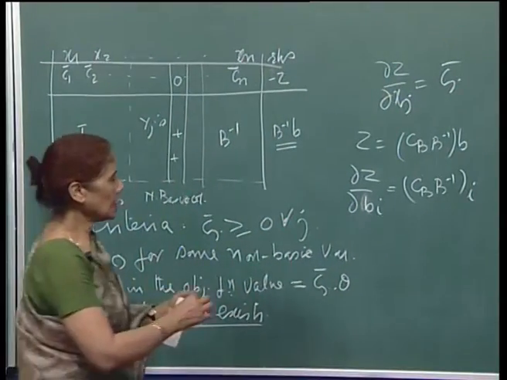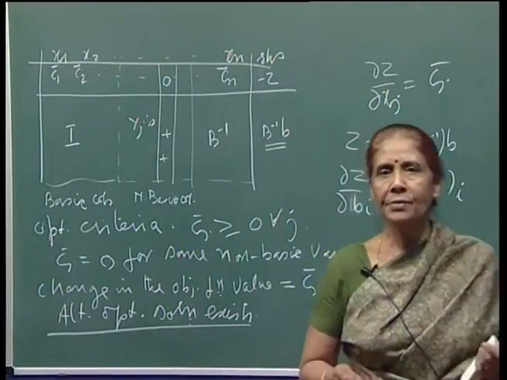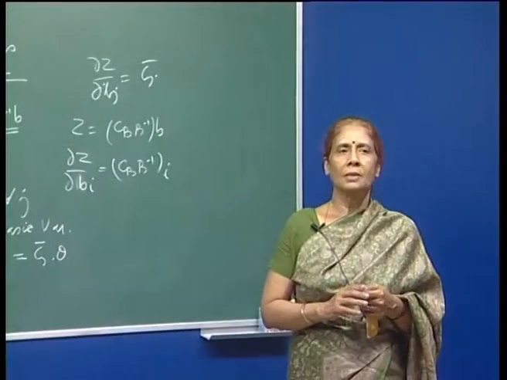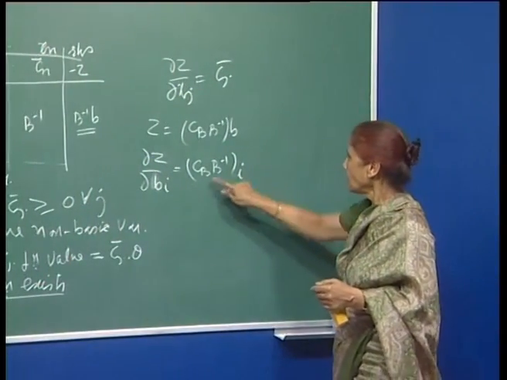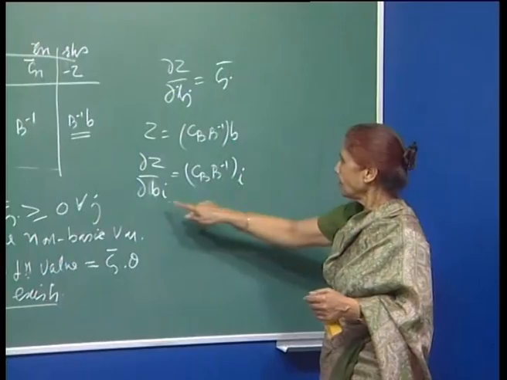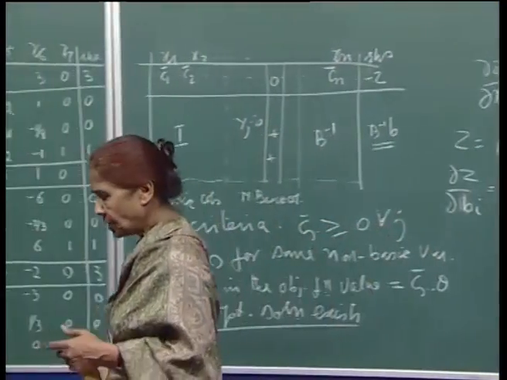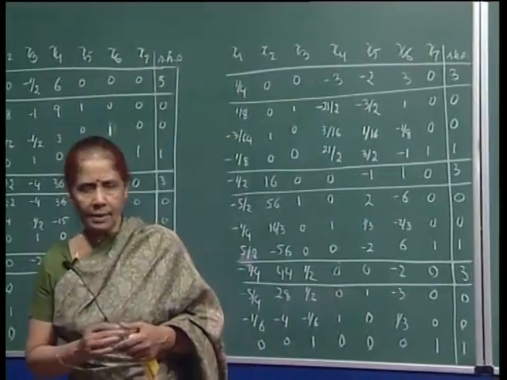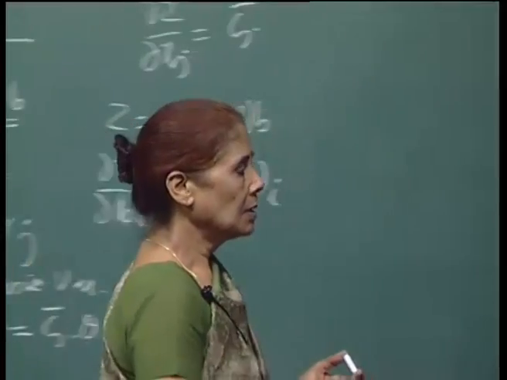Okay, so that means this vector also has a meaning, and after a while I'll be able to give you very interesting interpretations of this quantity. And so the ith component of this vector will give you the rate of change of the objective function with the right hand side, and much more sensitivity analysis we will do later on. Okay, so this is just to give you an idea of the simplex tableau, how it looks.